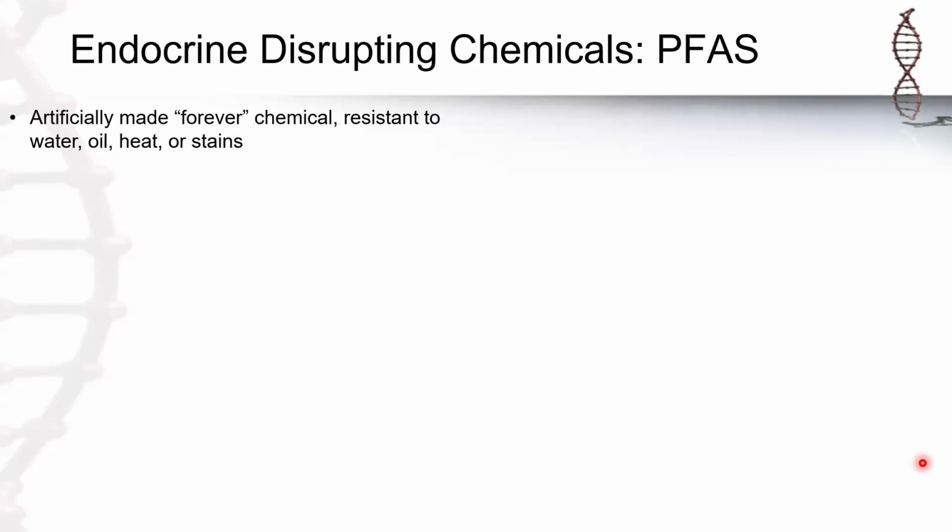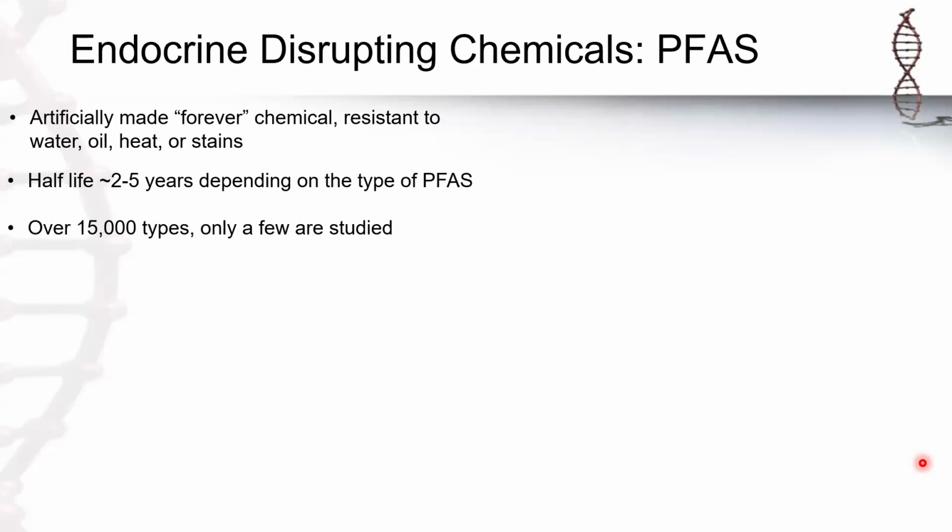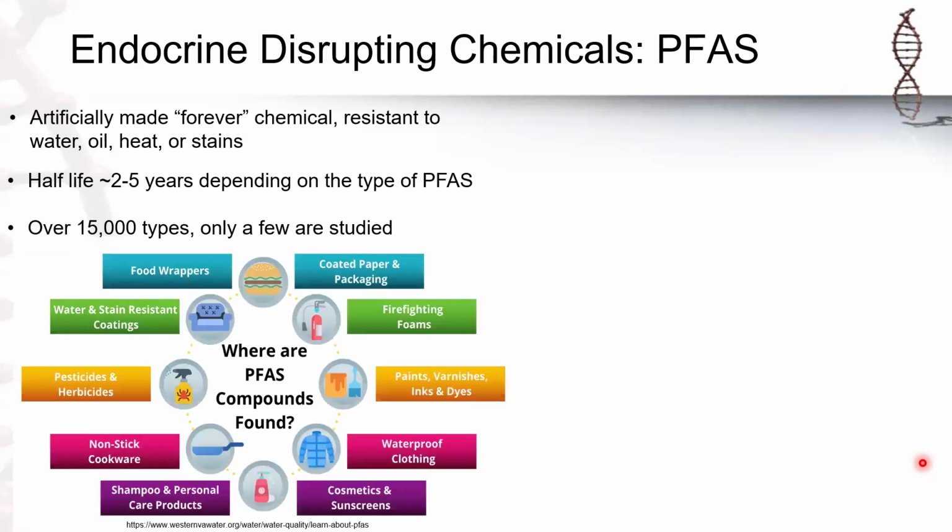Because of these features, they're attractive to the food, textile, and personal care industry. They have long half-lives ranging from 2 to 5 years, depending on the type of PFAS, and there are currently over 15,000 different types, but only a few are actually studied for their effect on your health. PFAS can be found just about anywhere. It's in food wrappers, packaging, firefighting foam, waterproof clothing, nonstick cookware, cosmetics, basically anything that's deemed waterproof. It's even in our drinking water, and new research suggests that it is in rainwater as well.